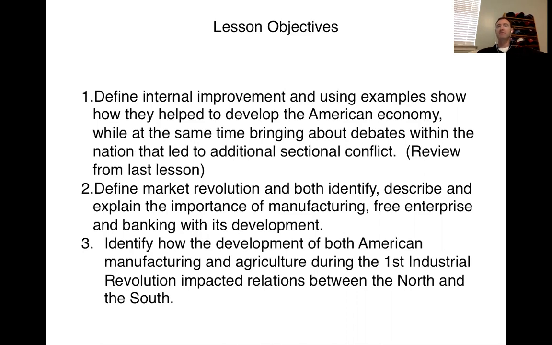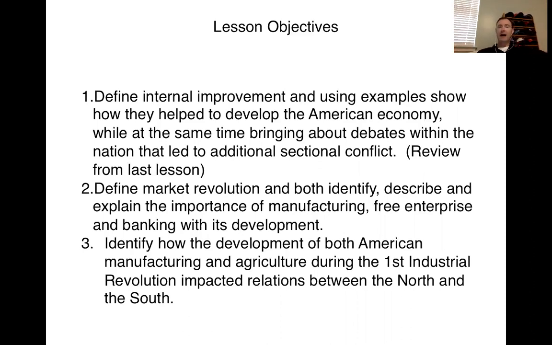So we want to be able to define internal improvements a little bit more as we look at the importance of things like how we get goods from place to place through roads, canals, etc. We want to be able to define market revolution, a specific key term, and both identify, describe, and explain the importance of things like manufacturing, free enterprise concepts, and also banking with its development. So, a definition and also application.